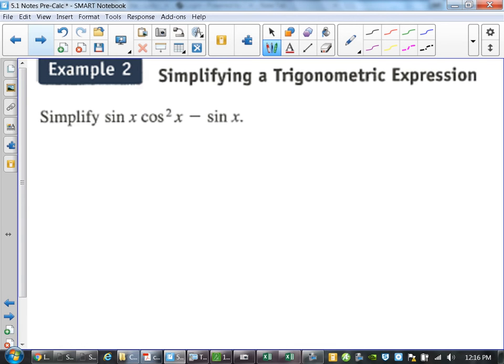I want to simplify this. See what I can do to simplify it. So I have sine, cosine squared minus sine. What do those two terms have in common? Sine. So I'm going to factor out a sine.